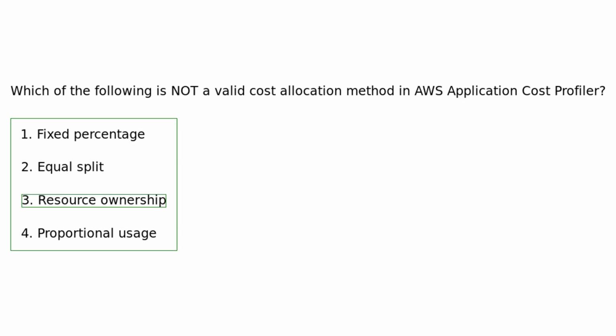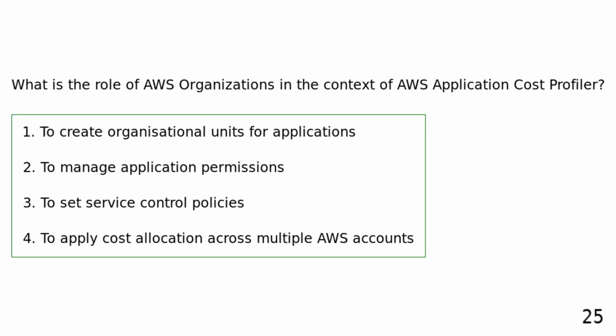Resource ownership is not a standard cost allocation method in AWS Application Cost Profiler. Valid methods include fixed percentage, proportional usage, and equal split among applications. What is the role of AWS Organizations in the context of AWS Application Cost Profiler?